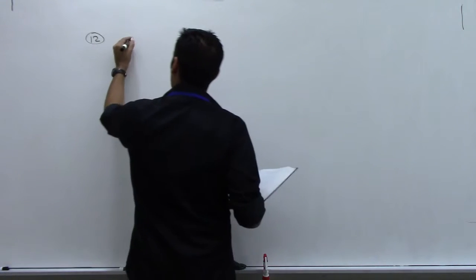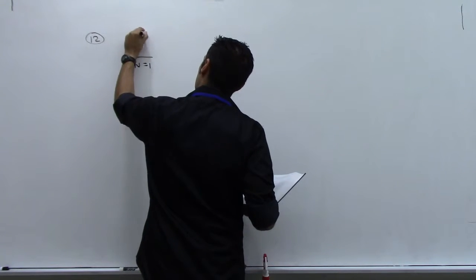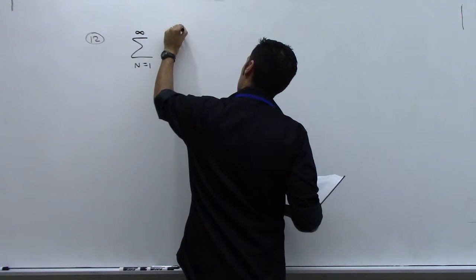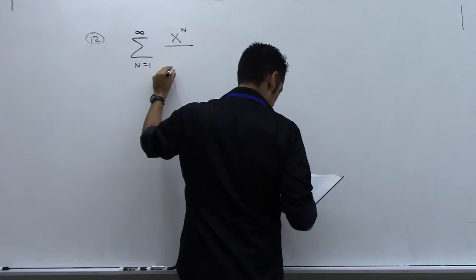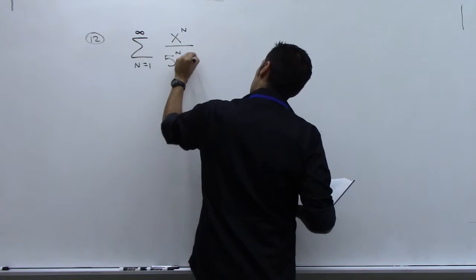Sum n equals 1 to infinity of x to the n over 5 to the n times n to the 5.